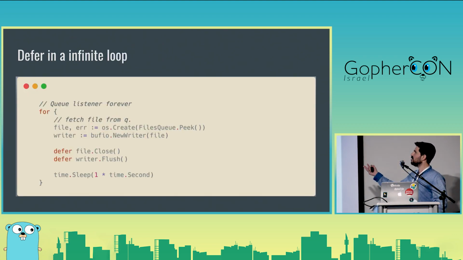What will happen if you use an infinite loop? It's very tricky. For instance, you want to have some listener, something very naive. You have a queue. You want to fetch some files from the queue. All right.